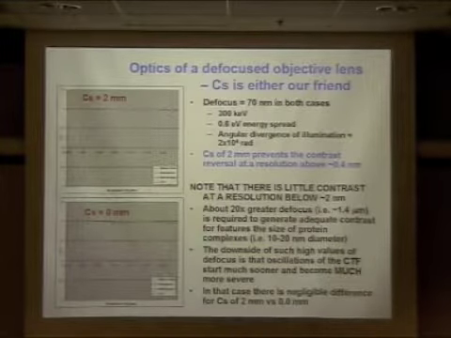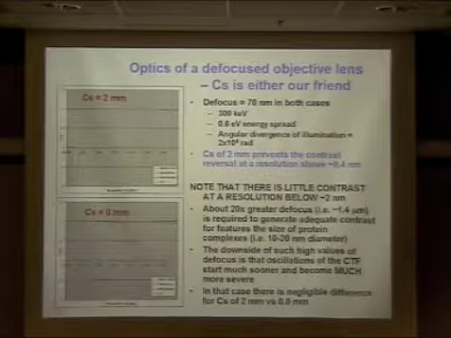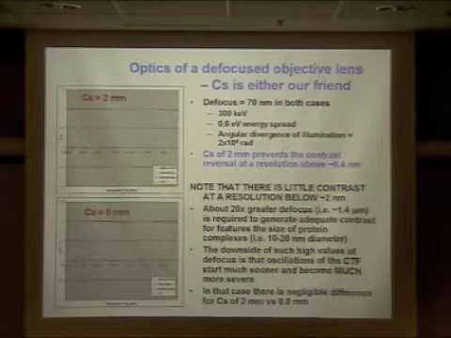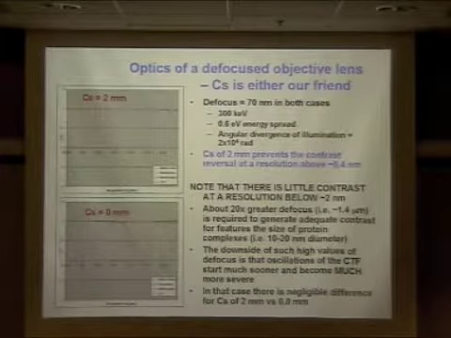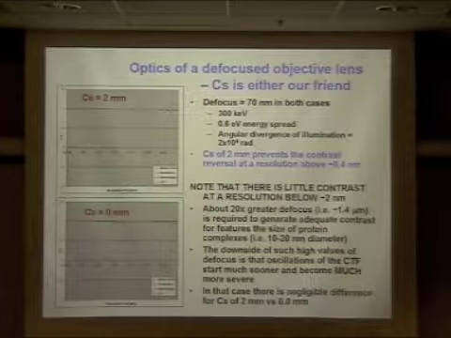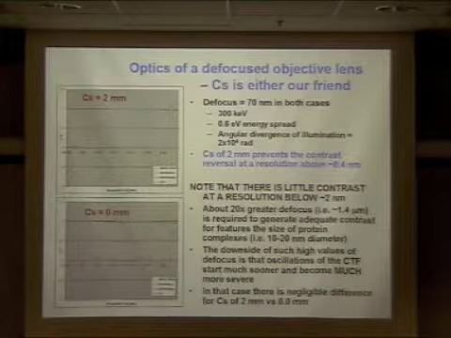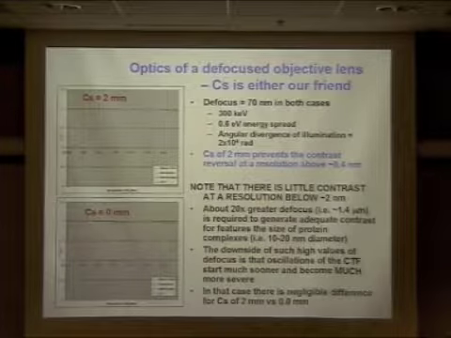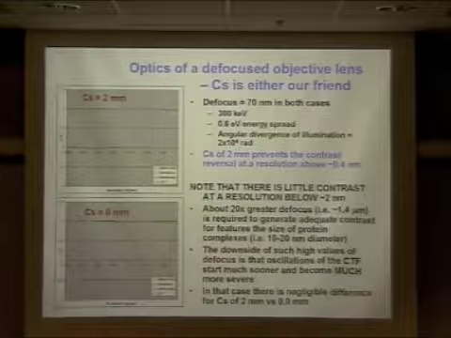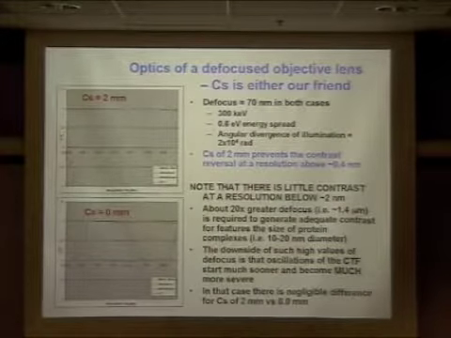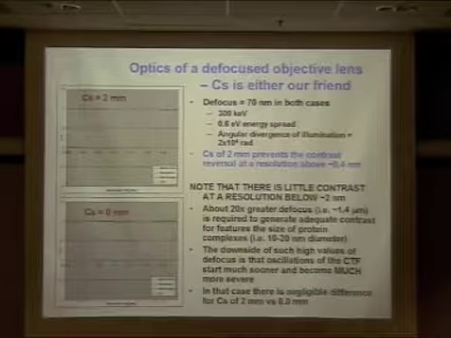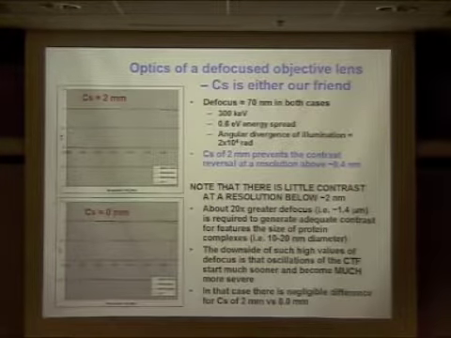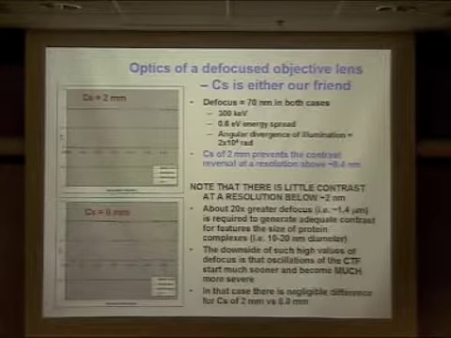There's a problem. Yeah, sure. So in that case, the Cs corrected image will have what's called a lower resolution limit. The so-called information limit, the spatial frequency at which you get the first zero, would be worse with a Cs corrected microscope.